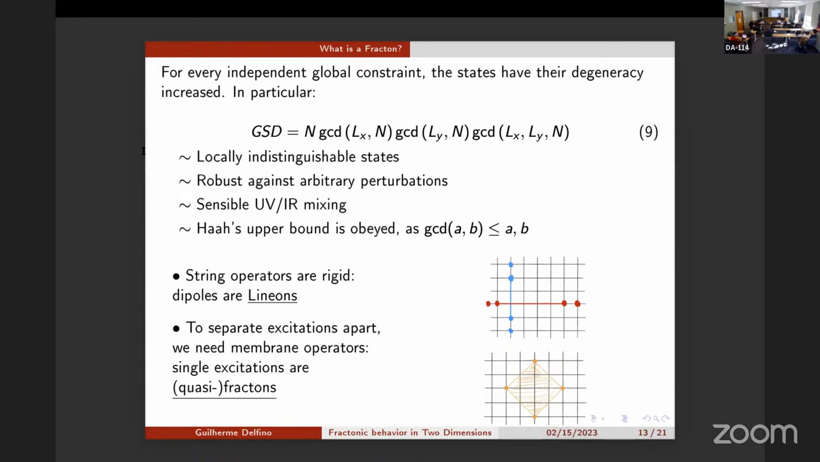The GCD, the greatest common divisor between any two numbers, is always bounded by the numbers. So if I have a thermodynamic limit here, L is, I don't know, of order 10 to the 23, but N is 6, this is never greater than 6. So we are good. We are obeying all the no-go theorems.